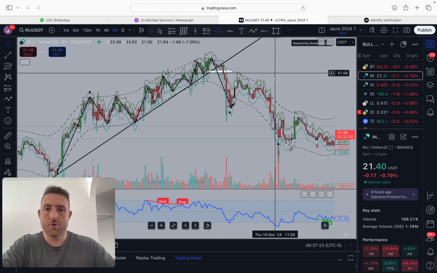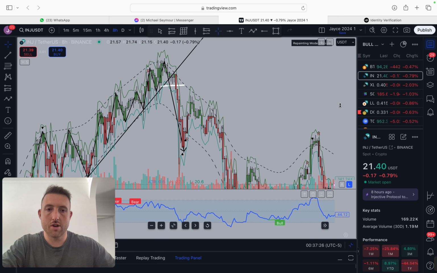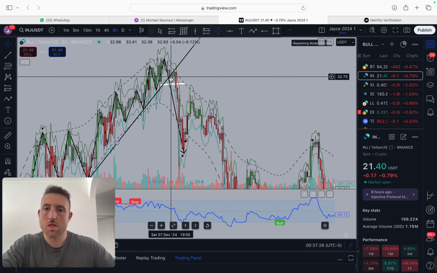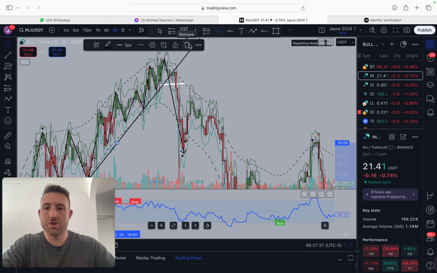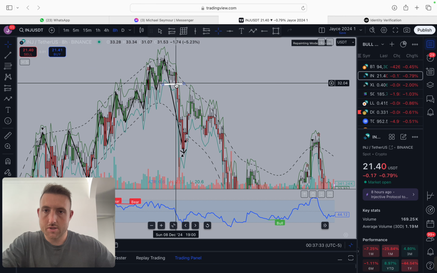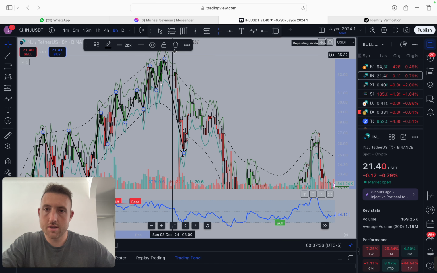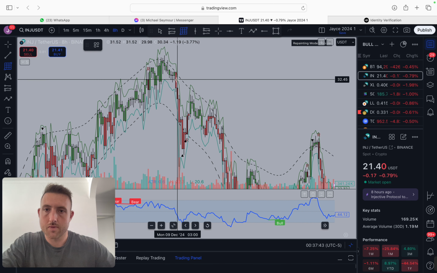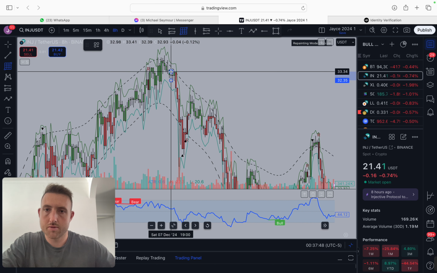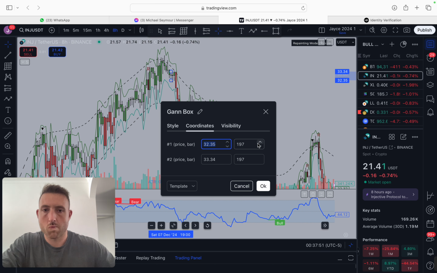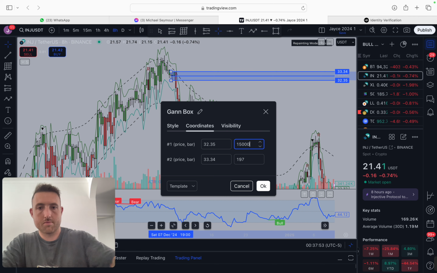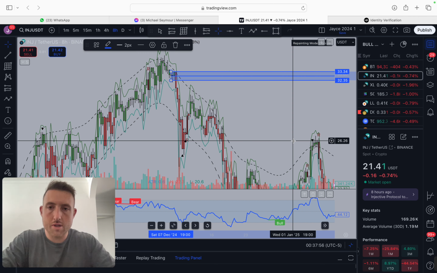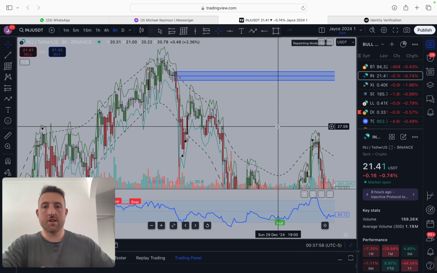So at that point there, we can see that we've left behind a void at the top of that move, which needs to be filled. So that void for Injective is up here. So we can see we left behind this void, which is an imbalance in the market.